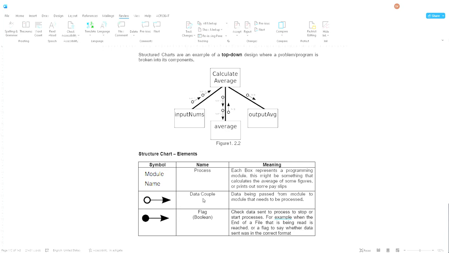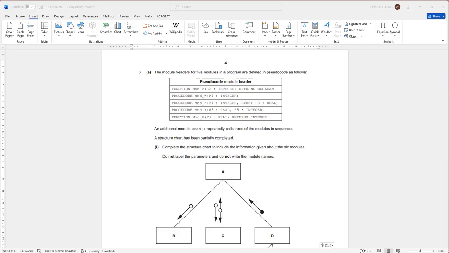Another one here is called a data couple, which in reality is a parameter value. Essentially, it's a value that is either being passed into another module, or it is a value that is being returned. And last but not least, and this is a very important one to remember, this one that isn't a hollow circle with an arrow is a Boolean value. Now, this will come into play later on when I show you certain examples of past paper questions and what's expected of you. Okay, so here's an exam question.